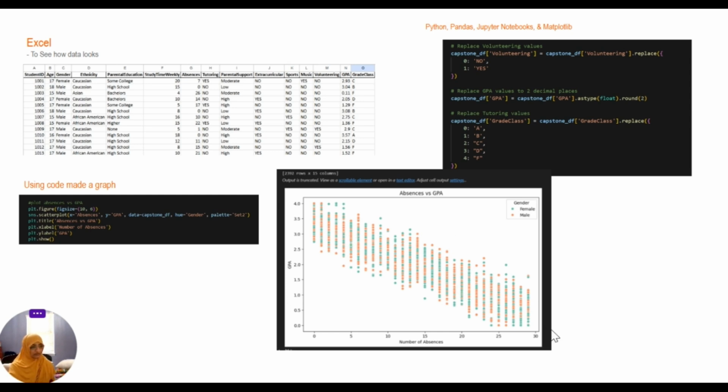The trend is going down because the more absences, the less GPA. And that's how it is. It should be like that. The more absences, the lower the GPA.